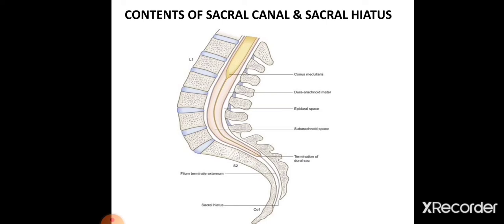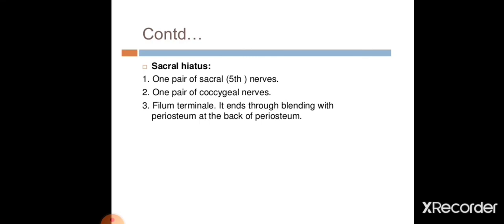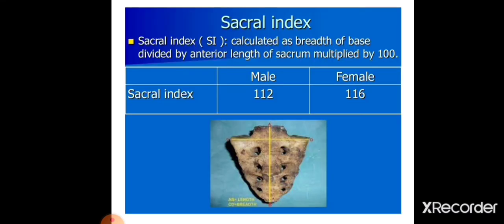Now the contents of the sacral canal and the sacral hiatus. Sacral hiatus gives passage to one pair of fifth sacral nerve, one pair of coccygeal nerve, and the filum terminale. It ends by blending with the periosteum at the back of the coccygeal vertebrae.